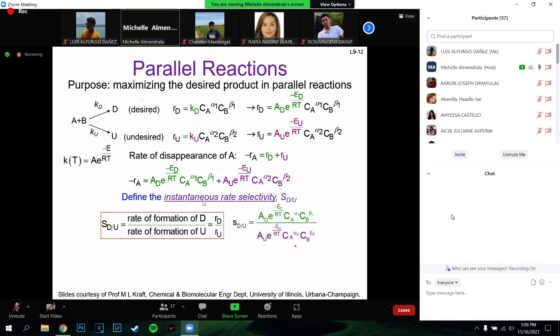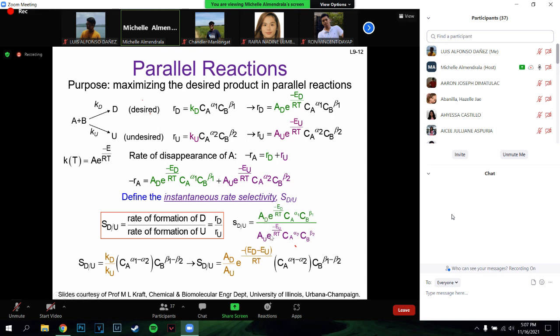Okay, and defining the instantaneous rate selectivity. You have the ratio of your rate of formation of D to the rate of formation of the undesired product. All right. So substituting the expressions of rD and rU, you have this. Okay. So that is your instantaneous rate selectivity. You can have other expressions for that if you want to define it in terms of k or in terms of the Arrhenius constant.